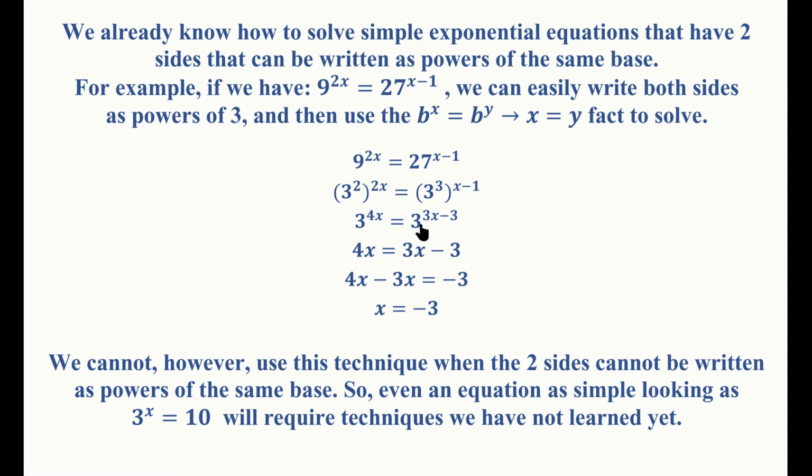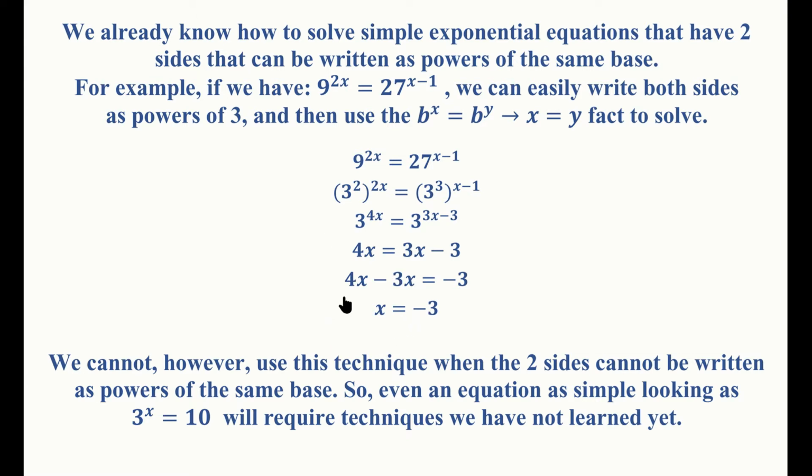And we end up with 3 to the 4x equals 3 to the... here, of course, we have to distribute: 3x minus 3. So based on the fact that if b to the x equals b to the y, that implies x equals y, we end up with 4x equals 3x minus 3. Again, realize we're not canceling the 3's or anything like that. This is a very sophisticated deduction based on the understanding of the fact that the exponential function is one-to-one. So now we go ahead and get the x's on one side, so we end up with x equals -3.